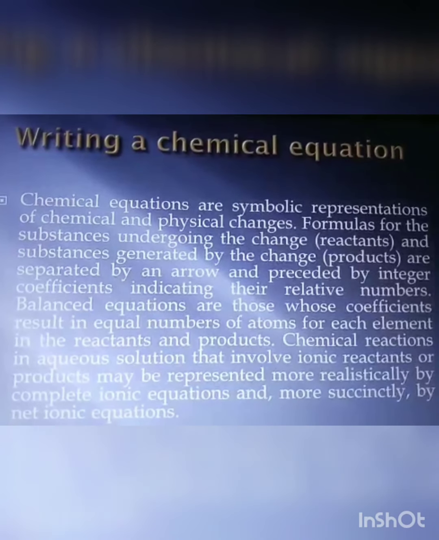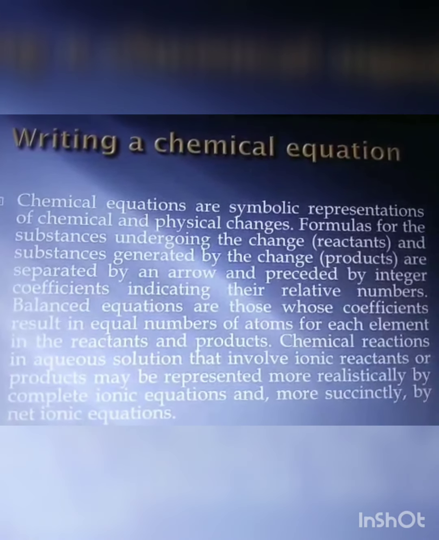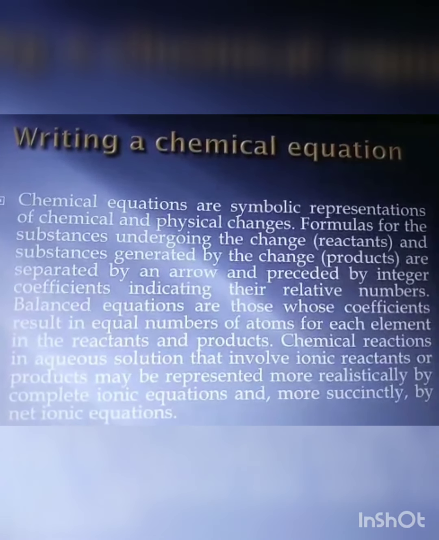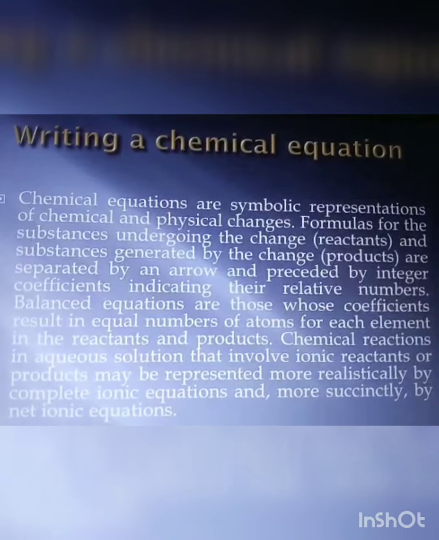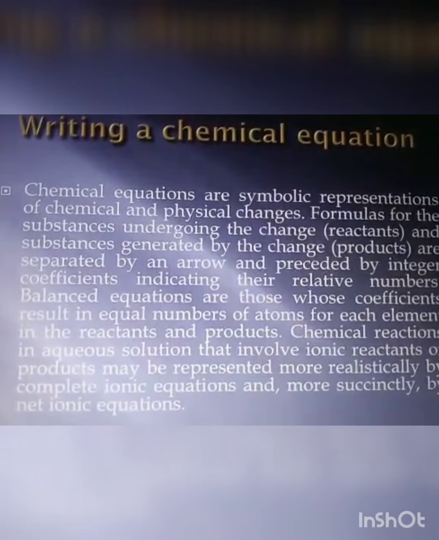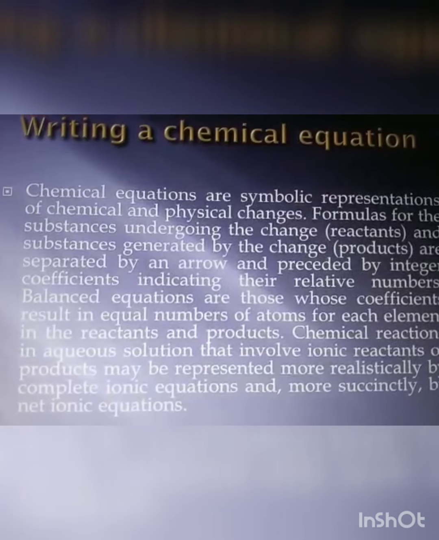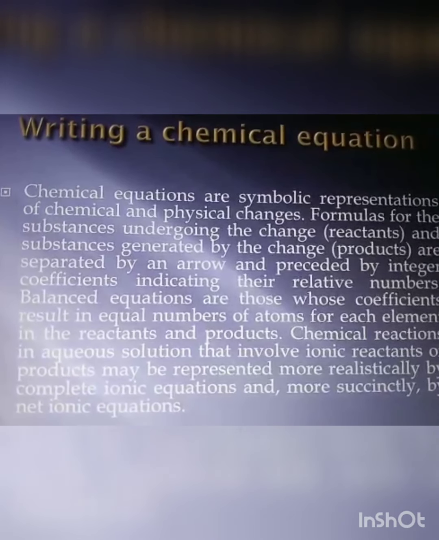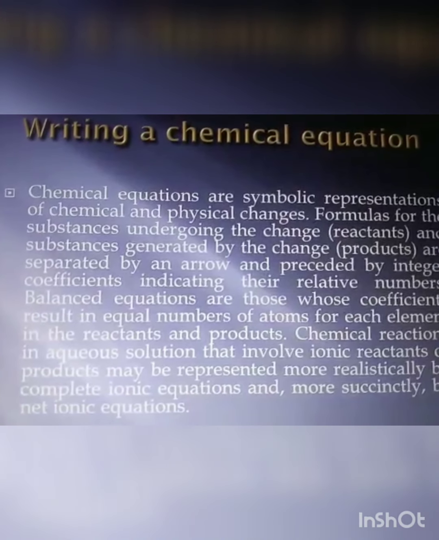So the above word equation can be written as Mg, the symbolic representation of magnesium, plus O2, that is dioxygen, the symbolic representation of dioxygen. What does it give? It gives magnesium oxide, that is MgO. MgO is the symbolic representation of magnesium oxide. Now, count and compare the number of atoms of each element on the left hand side and right hand side.